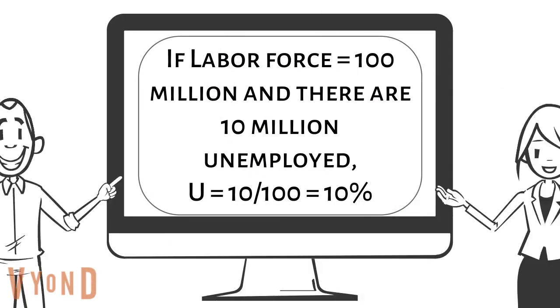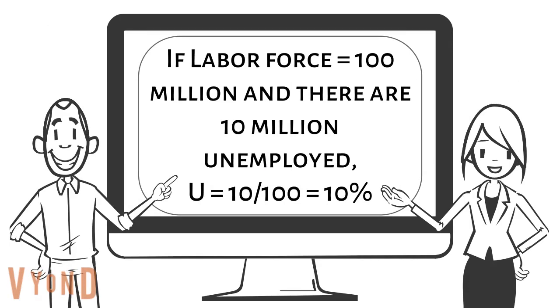Simple numerical example here for us. If the labor force were 100 million people and there were 10 million unemployed, that would make the unemployment rate 10%. In our modern world, the labor force might be 150 million people and there's 6 million unemployed, which means we have a 4% unemployment rate. It's a very simple division, the number of unemployed people divided by the number of people in the labor force.